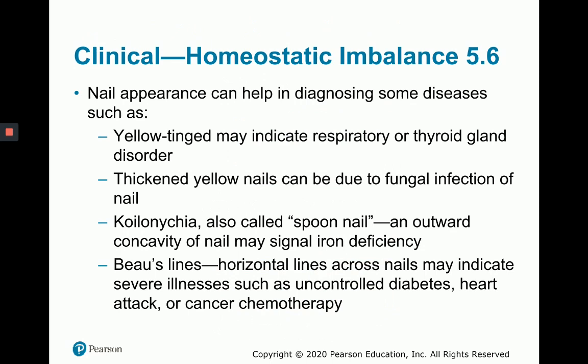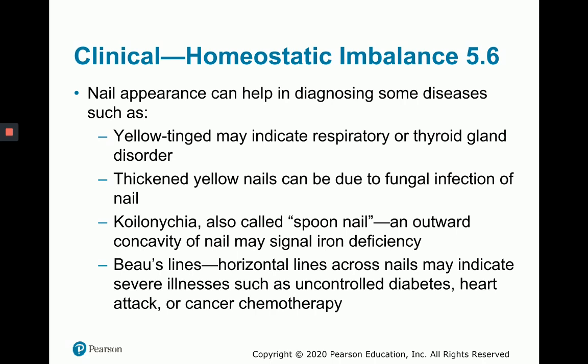But we can use nail appearance to diagnose some diseases, so even though these different appearances may be something you have, it doesn't mean you have a disorder, but you might want to consider getting it checked out. If you have yellow tinged nails, this could indicate a respiratory or a thyroid gland disorder. If you have thickened yellow nails, this could be due to a fungal infection. If you have a spoon nail, so kind of an outward concavity of the nail, that could signal an iron deficiency, so some type of anemia. This spoon nail is called koilonychia.